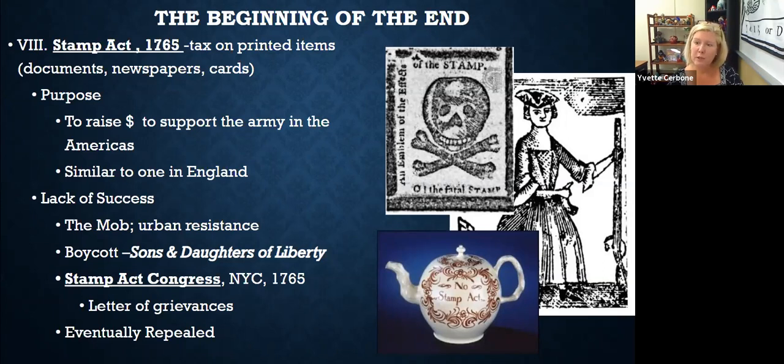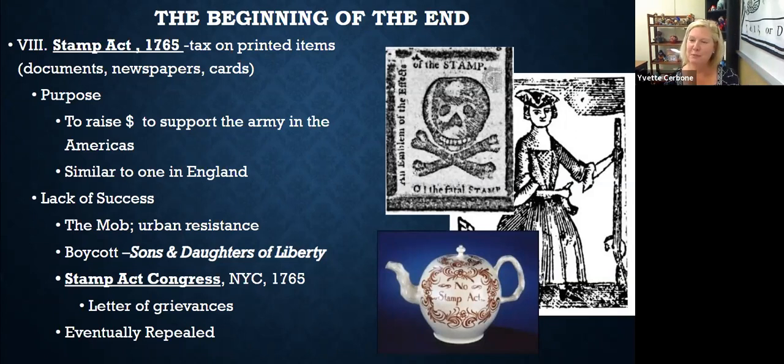The teapot that you see on your screen says no Stamp Act. The Stamp Act had nothing to do with tea, but if you wanted to demonstrate your resistance, and think of the creative ways people do that right now on social media, in the 1760s, you could purchase a pot like this, have people over for tea, and they would understand your political views, and you could talk about that.